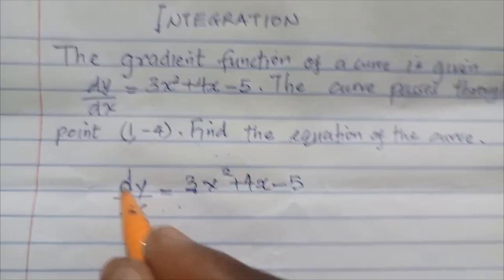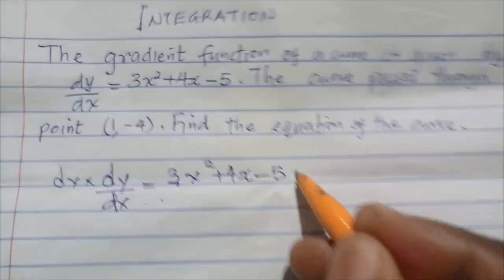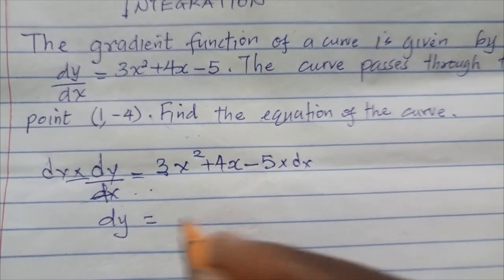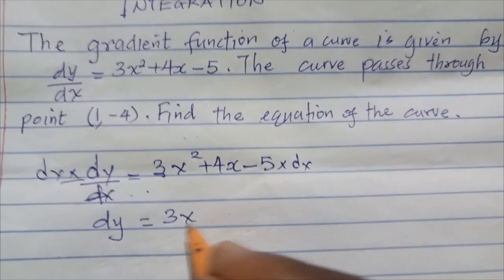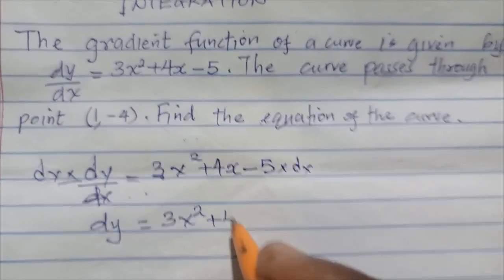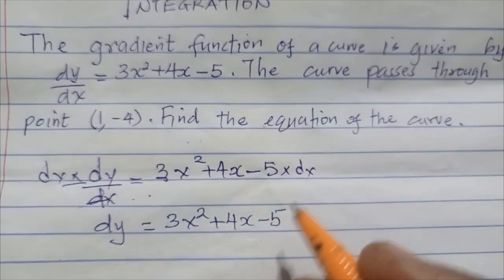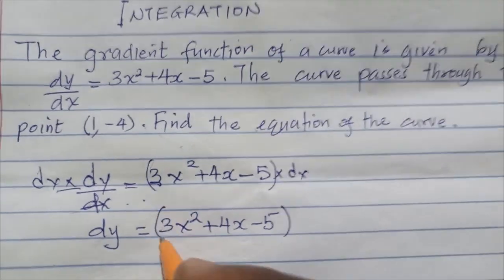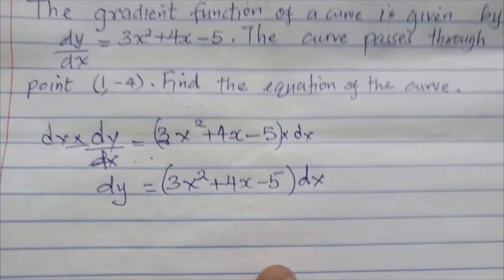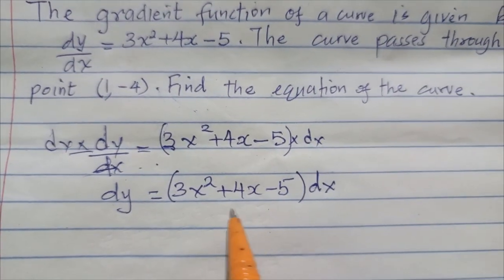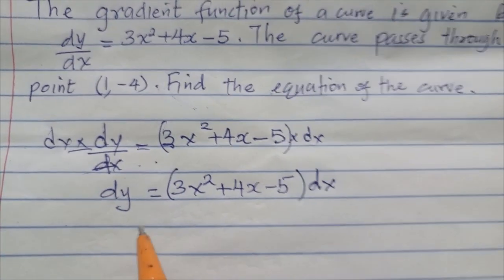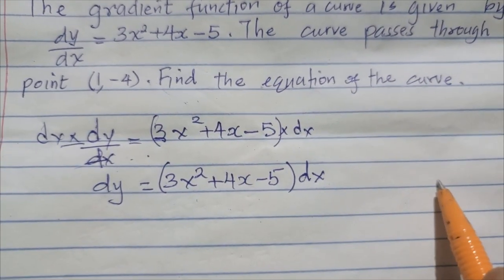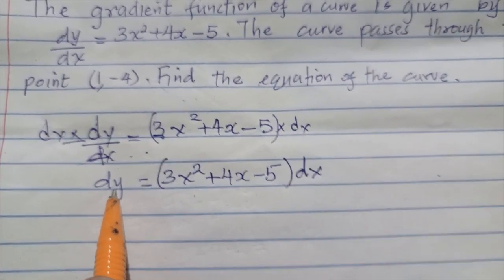So what we need to do, let's multiply both sides by dx. So we remain with dy is equal to 3x squared plus 4x minus 5, in bracket, dx, of course what we have on the other side must be dx. Now what we are to find is y, a function in the form y is equal to something on the right hand side. Now here we have dy, but we want y.